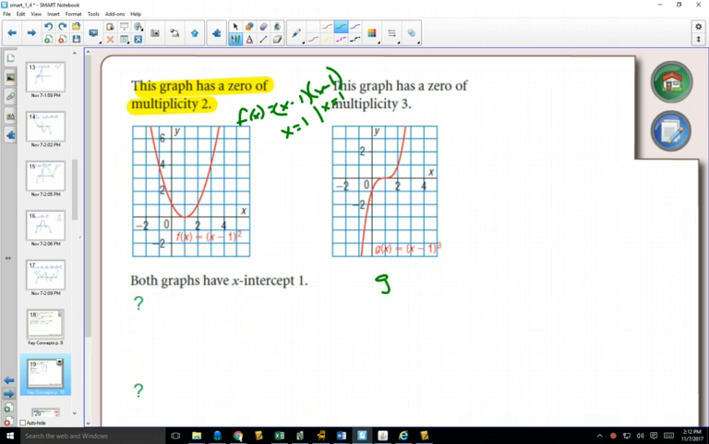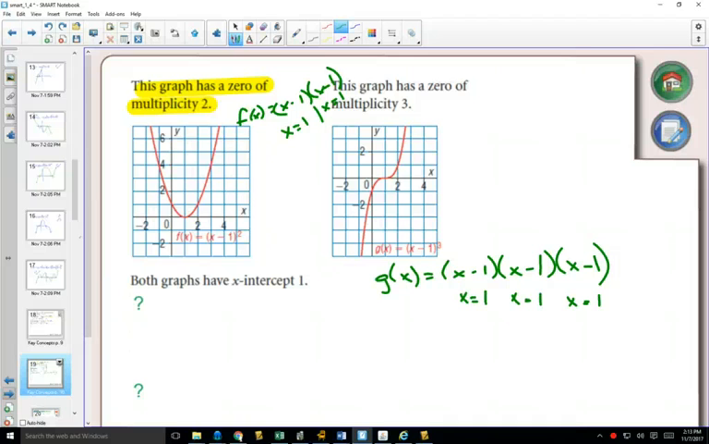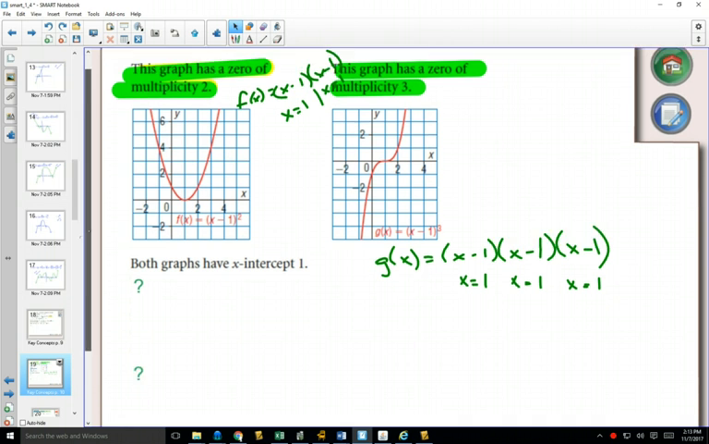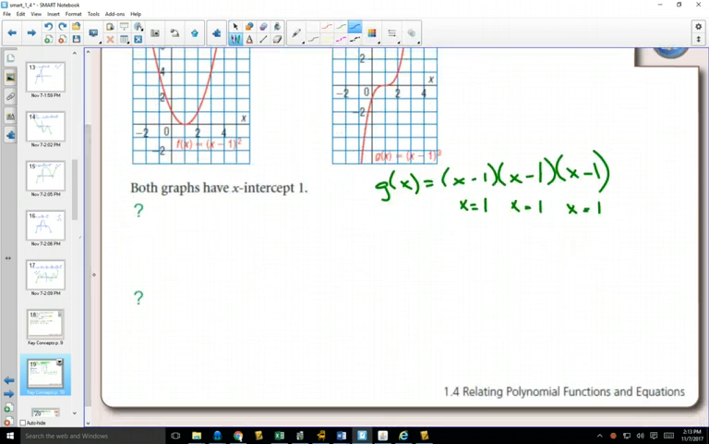In the second one, for g of x, you have x minus 1 happening 3 times. So you would get x equals 1. You would get the same 0 3 times, and we would say that it has a multiplicity of 3. So a little note that we can add at the bottom or on the side of our page here.